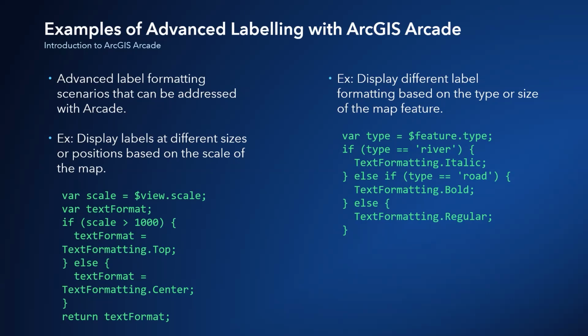This next bit of code is going to show how you can use Arcade to determine the current map scale and then set a text format based off of that scale. And in the second example, we can see that the type attribute of the current feature is checked, and then the text format is set accordingly.